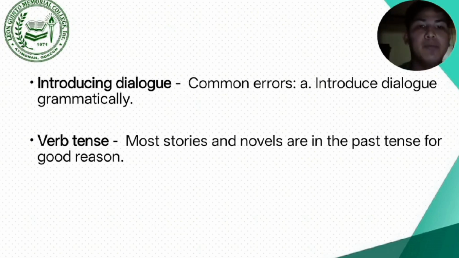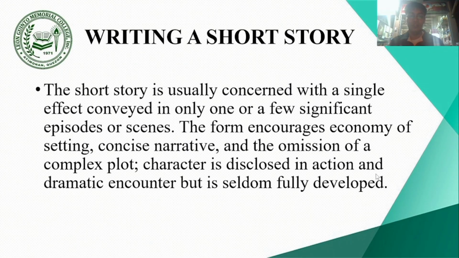And the last one is verb tense. Most stories and novels are in the past tense for good reason. Verb tense tells us when something happens: in the past, present, or future. For example, in writing stories, most writers use past tense because it sounds more natural and easier to follow. When we tell a story to someone, like "once upon a time," we usually talk about things that already happened. And now let's proceed to writing a short story.